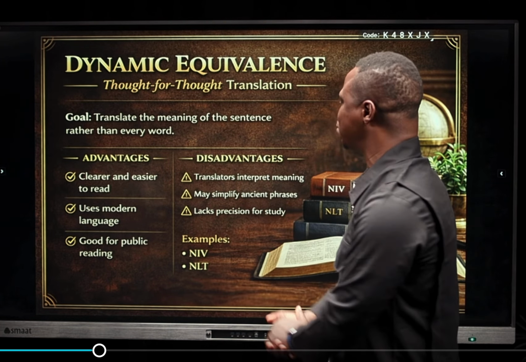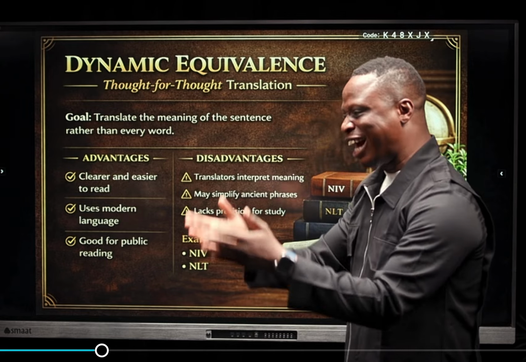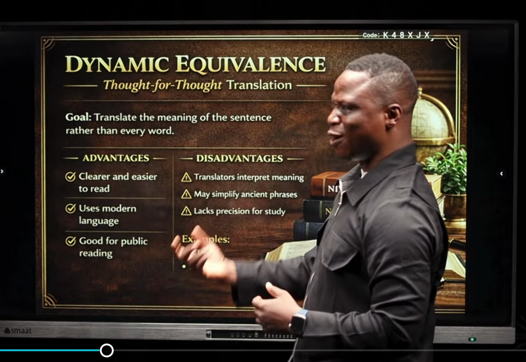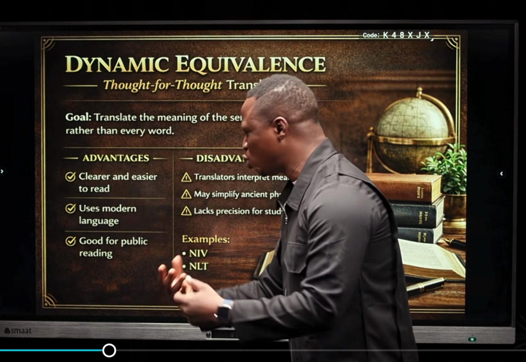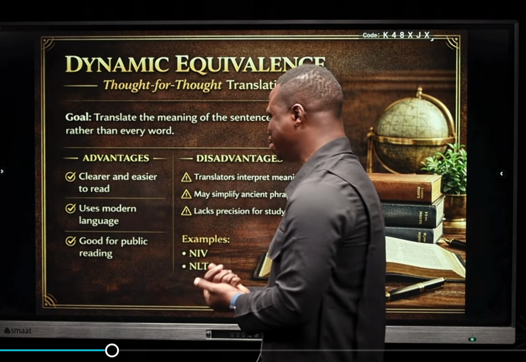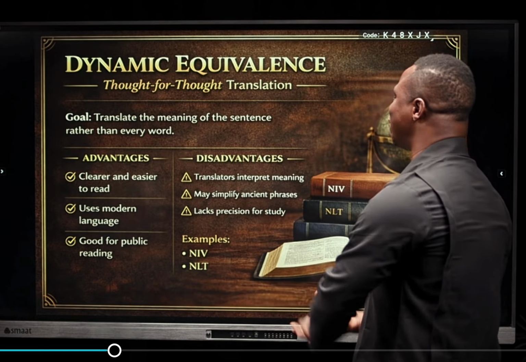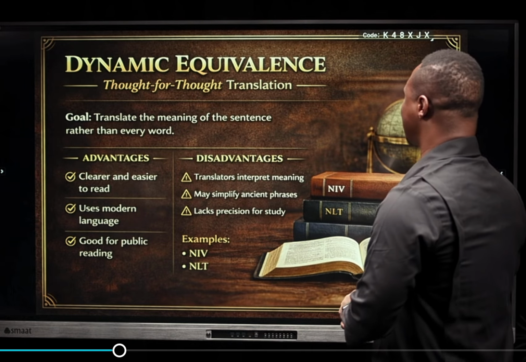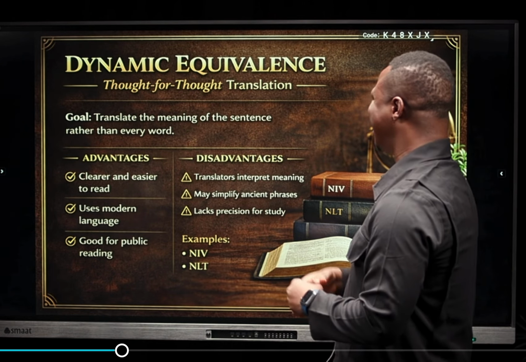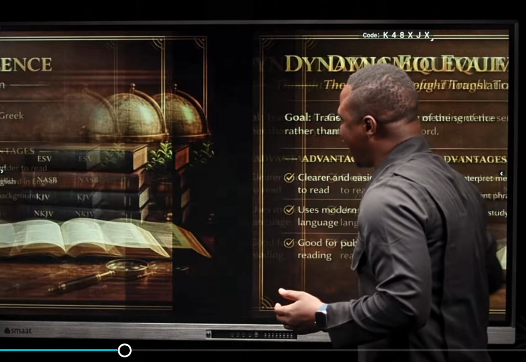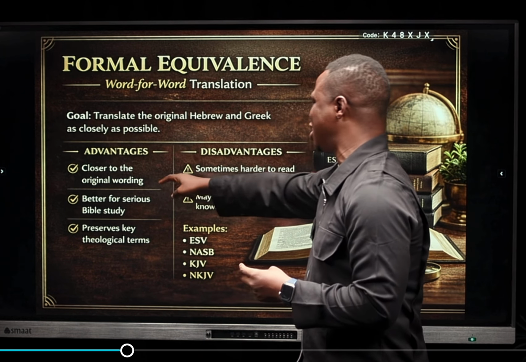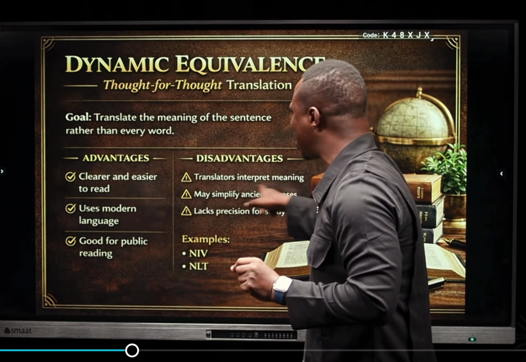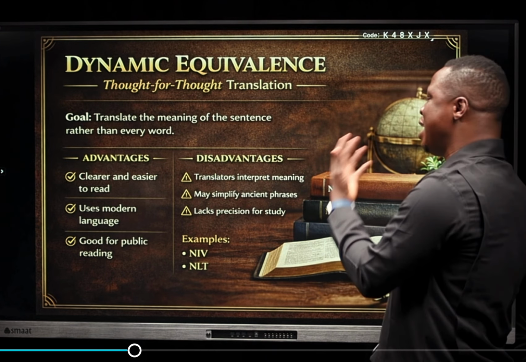And what are the advantages? Number one, it is clear and easier to read. Number two, it uses modern language. And then number three, it is good for public reading. Now, for the disadvantages of this dynamic equivalent thought-for-thought translation, number one, the translators interpret meaning. Unlike this, where the translators interpret the words, here you find that the translators focus on the meaning.